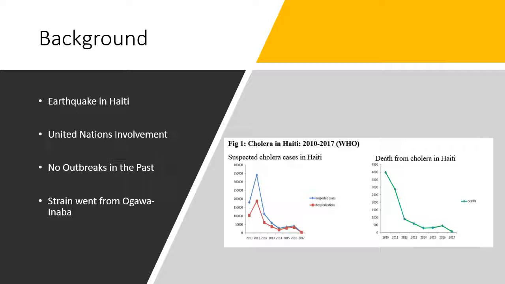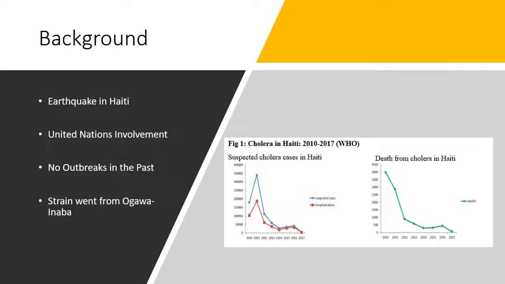Now, keep in mind, in 2010, Haiti hadn't had any exposure to the cholera strain for the past 100 years. So by having no outbreaks in the past, this population was very susceptible to the pathogenic response of the cholera. When they first initially got attacked, it was an Ogawa strain, which is how they classify the different serotypes, which I'll go more into later. But over time, through 2017, it slowly started to transition to become more of an Ogawa strain.